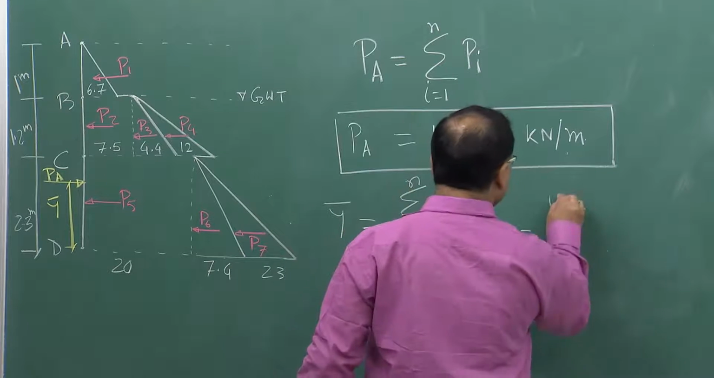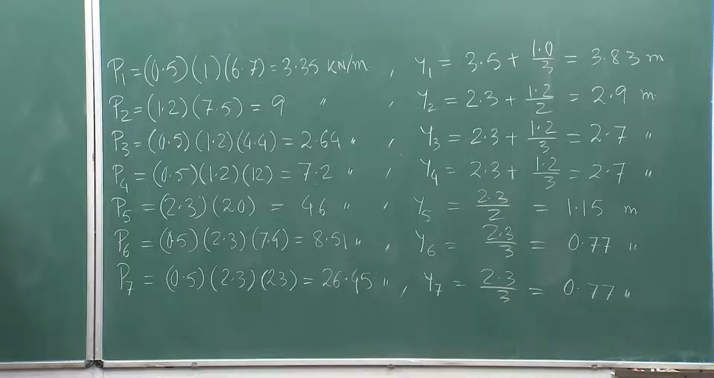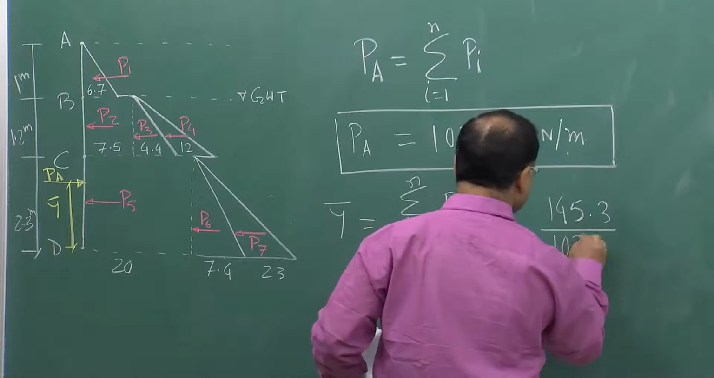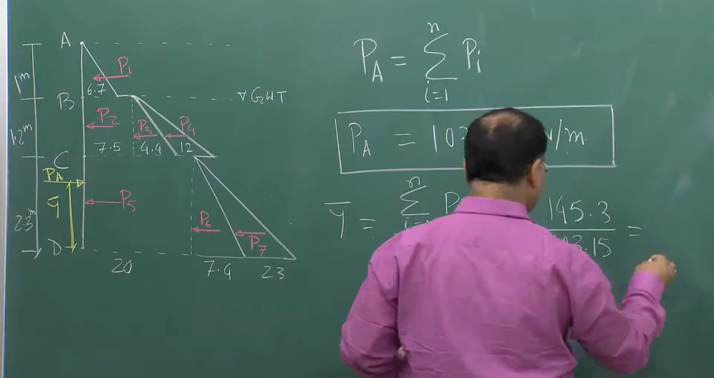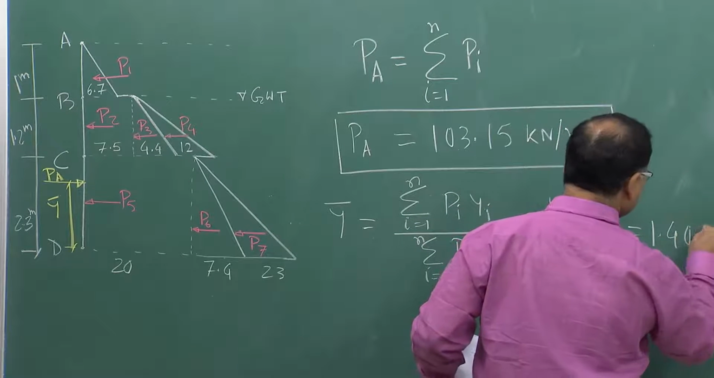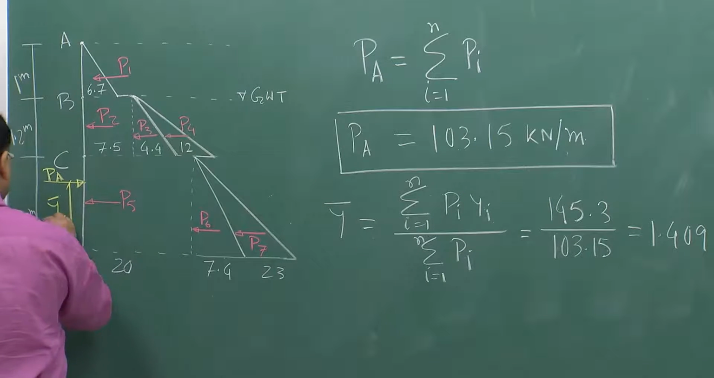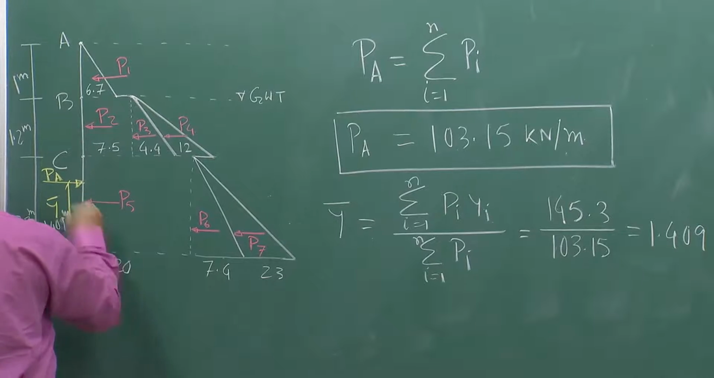That gives me, if you do this, 145.3. I am not writing all the values, you can check it. It comes as 1.409 meter. So, this is your y bar equal to 1.409 meter.